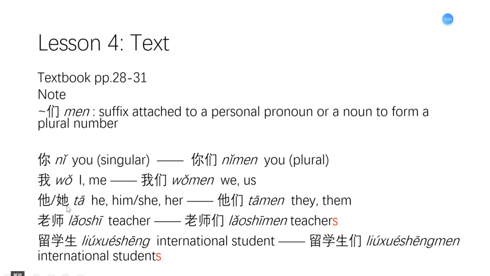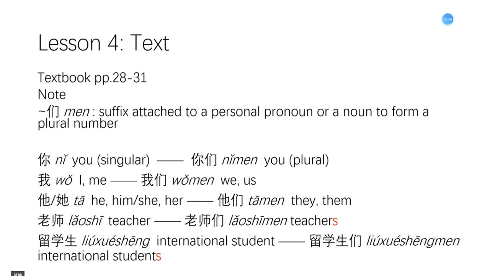And 他, as I said just now, means both he and she in Chinese. So he and she in Chinese have the same pronunciation, but different Chinese characters. For he, we write in this way. You can tell the difference by yourself. And for she, we write in this way. So they have different Chinese written forms, but the pronunciation is the same. So 你, 我, 他 are all singular pronouns.